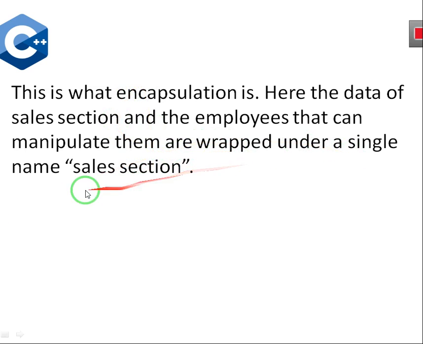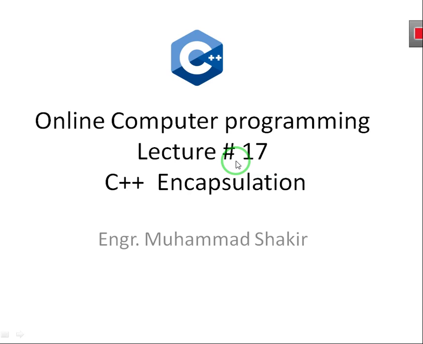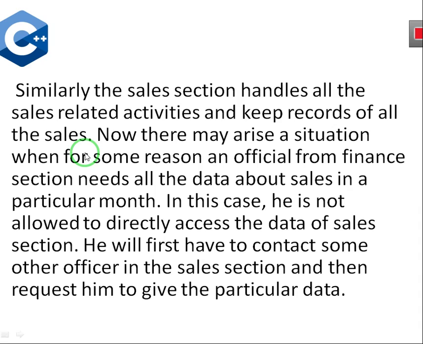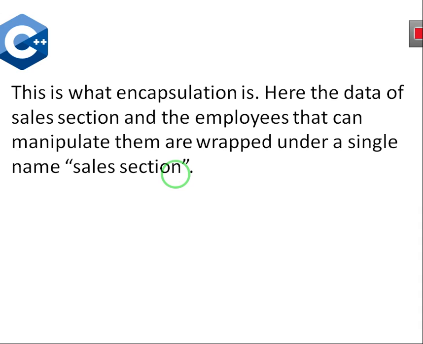As we previously discussed, the data will be in a single unit, and here the single unit is the sales section. This is the concept of encapsulation, that no one can get the data of another department directly. We need a procedure, a proper channel through which we can get that data. Now encapsulation tells us how we can get the data and set the data.